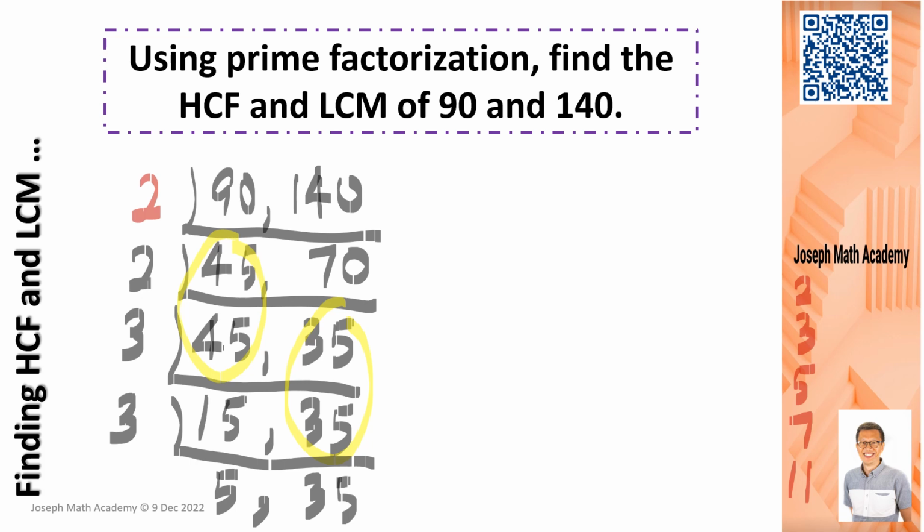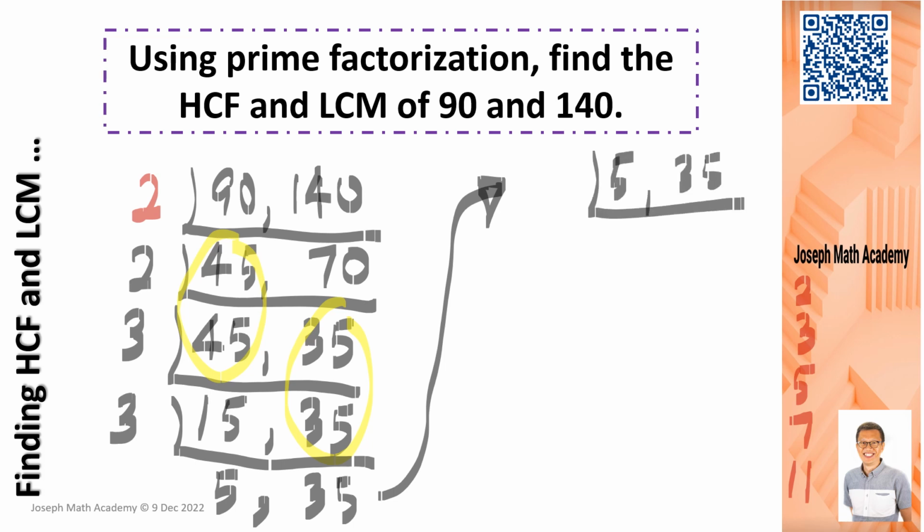I have no more space, so I'm going to do it here. Repeated division continues. I think 3 cannot be done anymore. Let's move on to the next prime number, that is 5. So 5 divided by 5 is 1. 35 divided by 5 is 7. Good. We got a 1 there already.